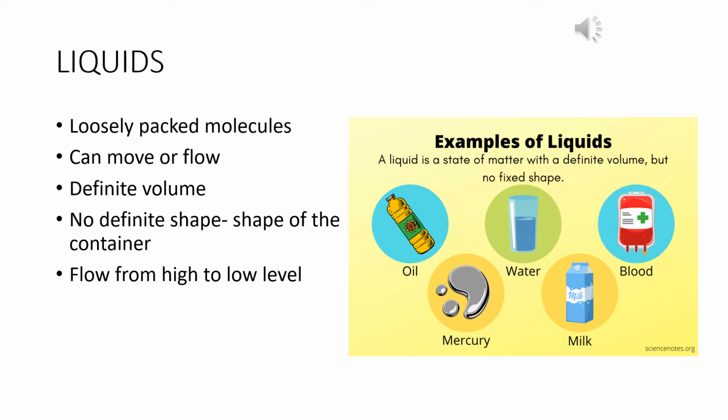Now the examples of liquids do not only include water, but also oil, blood, milk and mercury. Mercury is a liquid metal, just like bromine. So all of those are examples of liquids.